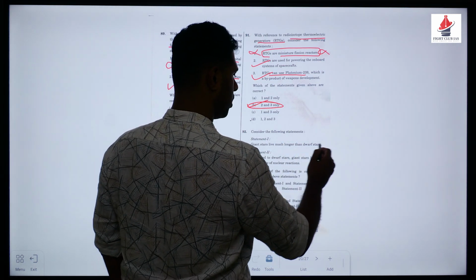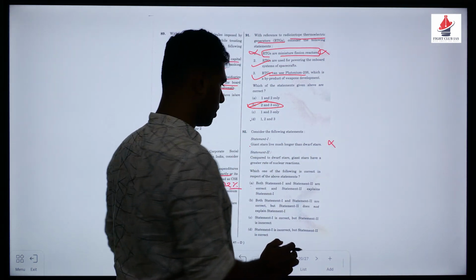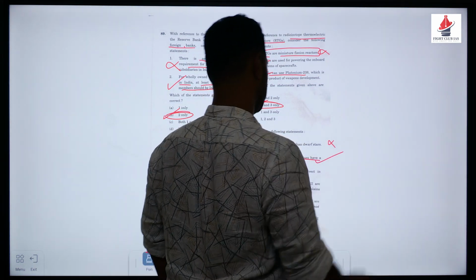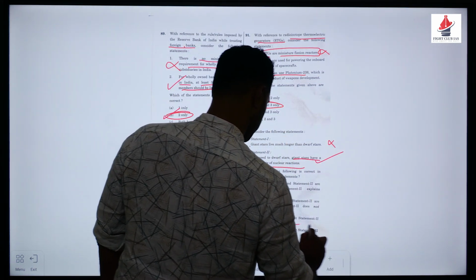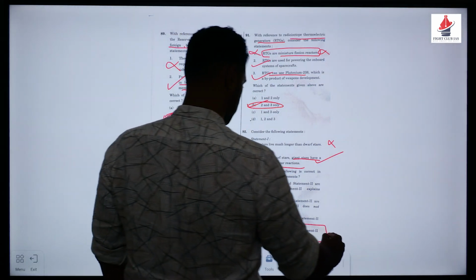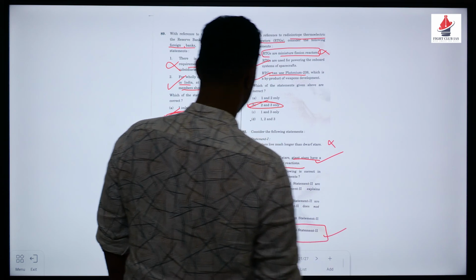Giant stars live much longer than dwarf stars. No, it is not the case. Compared to dwarf stars, giant stars have a greater rate of nuclear reactions. Yes, this is true. Answer D. Statement 1 is incorrect, but statement 2 is correct. This is right. Okay. Moving to the next question.